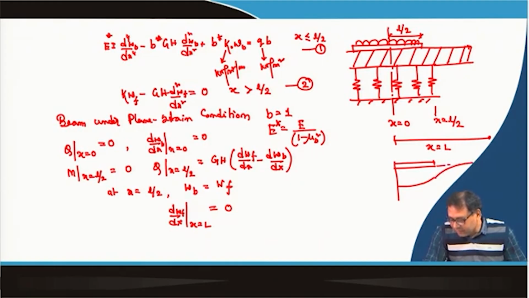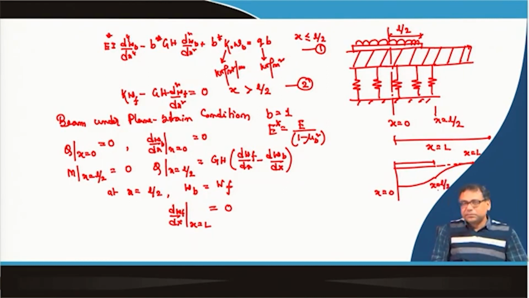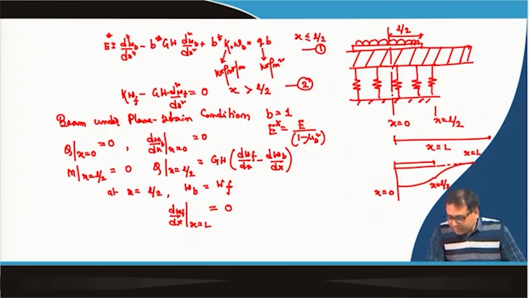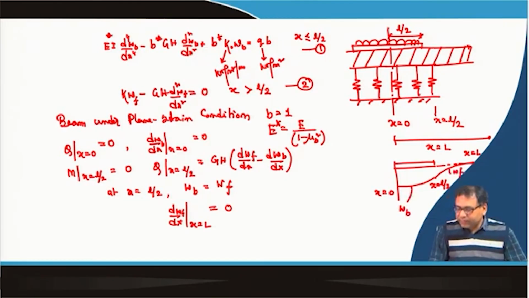So, this is at x equal to L, where the slope is 0, and this is your x equal to 0, and this is your x equal to small l by 2. This deformation is W b and this one is W f. After the loaded or beam region it is W f, and within the beam region W b. So, this is the difference.